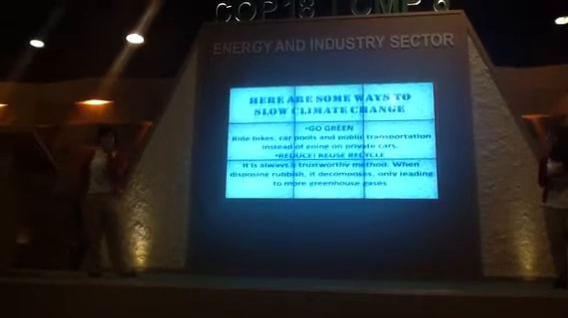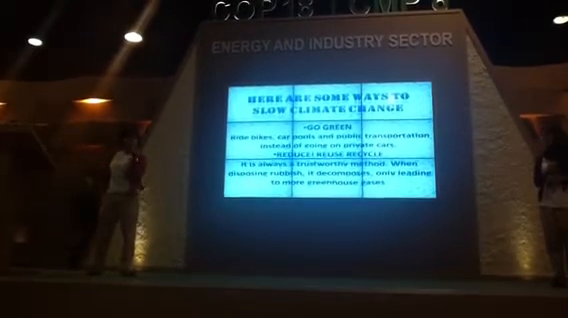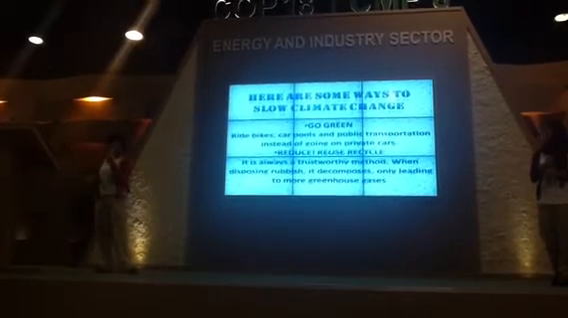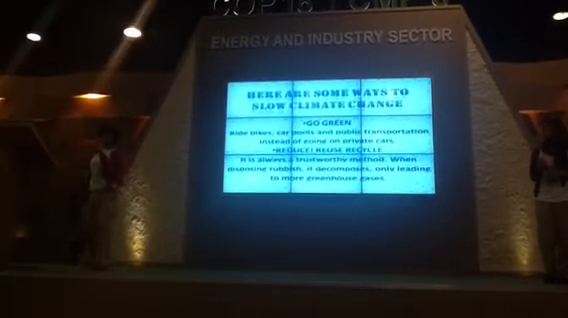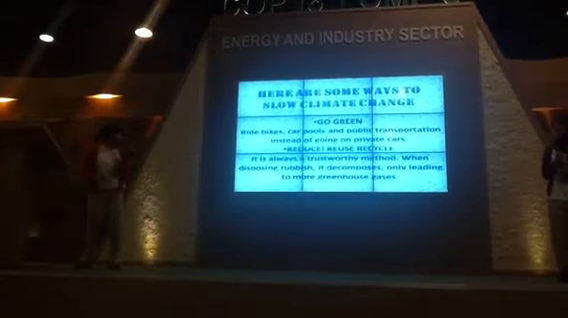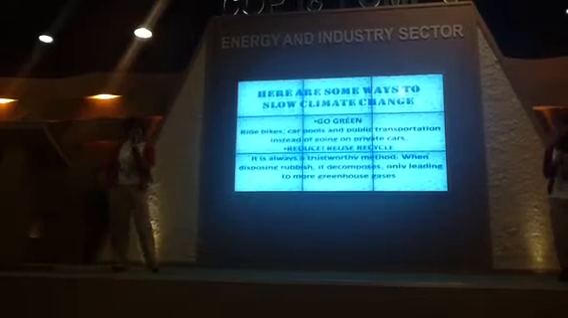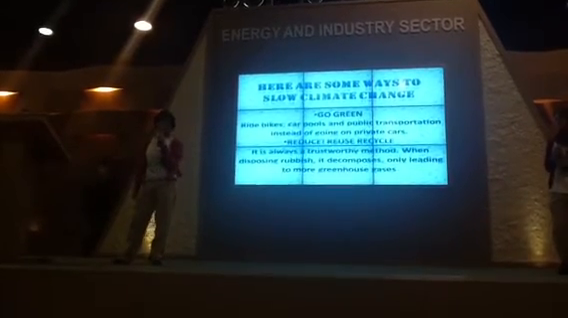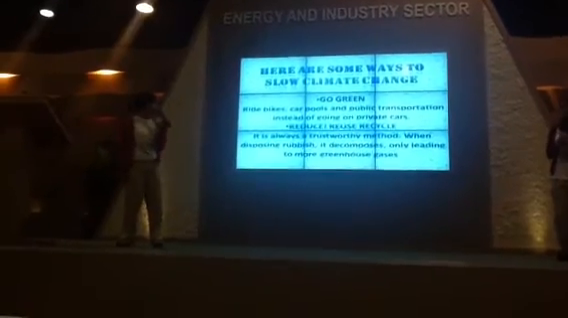Reduce, reuse, and recycle. The 3 R's are one of the most trustworthy methods of preventing global warming. When disposing of rubbish, it decomposes, only leaving more greenhouse gas. Not only can we prevent climate change, but we can also prevent visual pollution, air pollution, water pollution, sound pollution.